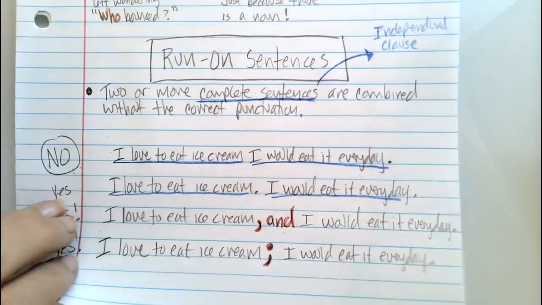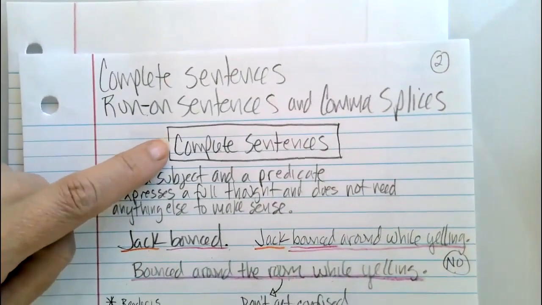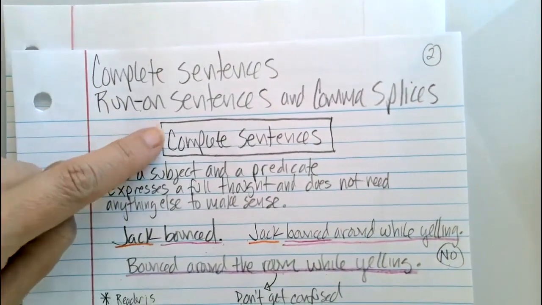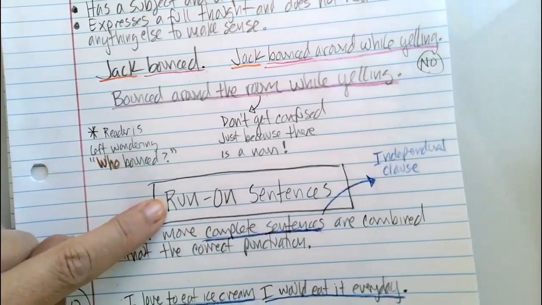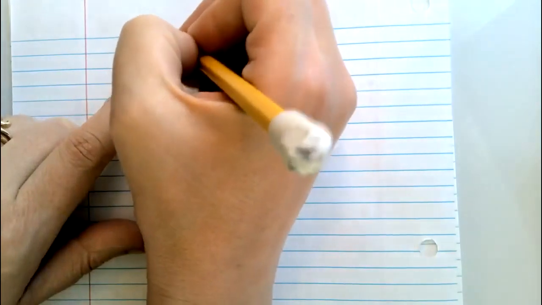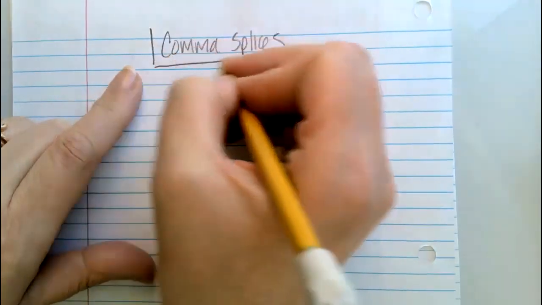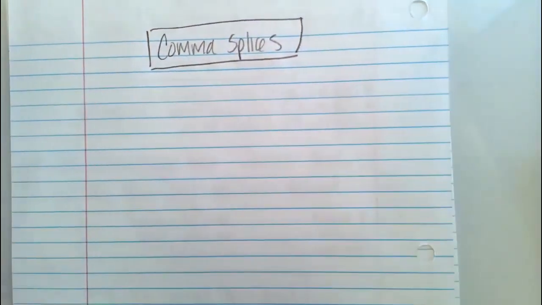Okay, we are now ready to flip your page over and we're going to do the back side of lesson 2. Just like we did before, we have our headings. Remember, we've got three that we're doing. So we have our complete sentence heading, our run-on sentence heading, and directly below the heading, we had our bullet points. So now we're going to flip this over and we're going to do our comma splices heading. And then we're going to do our bullet point information.